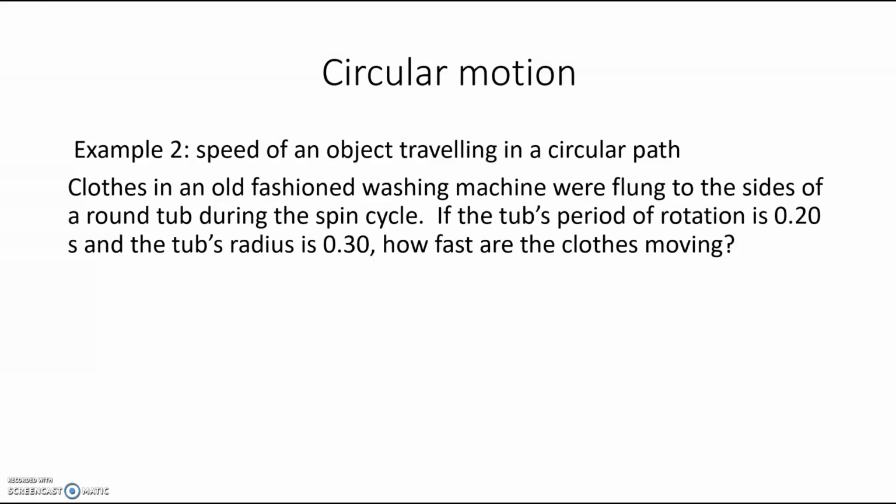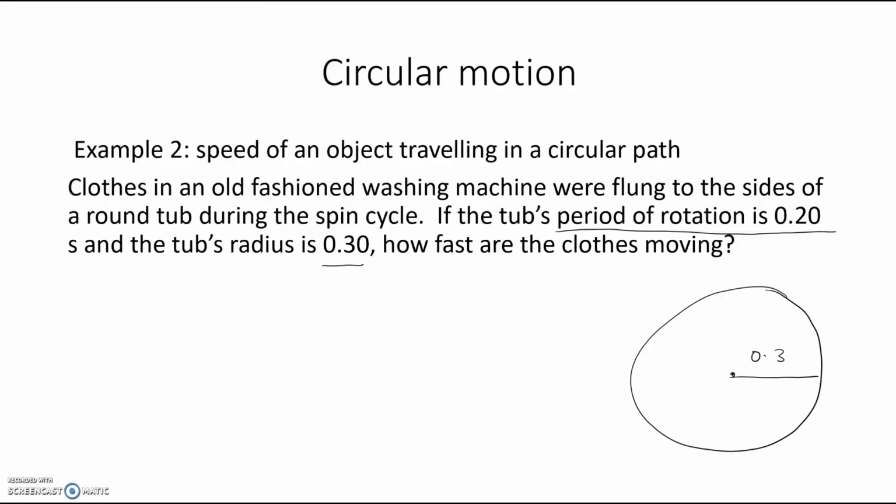Let's have a look here. There's an example. We need to find the speed of an object travelling in a circular path. So we've got clothes in an old-fashioned washing machine, so that means it's in a circle, and they were spun, if you think about it, they were flung when it was spinning to the outsides of the tub. So we've got the period of rotation as being 0.2 seconds, and the radius of the tub, so that's the radius there, is 0.3 of a metre. And we're asked to find how fast the clothes are moving.